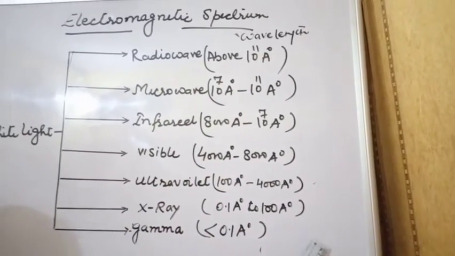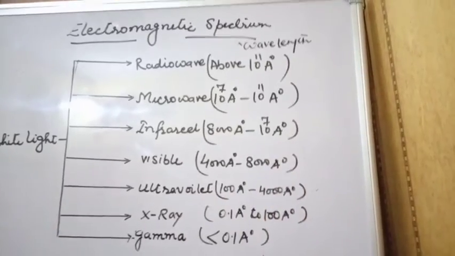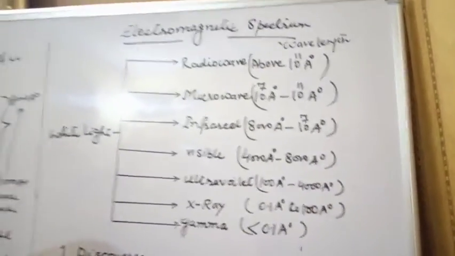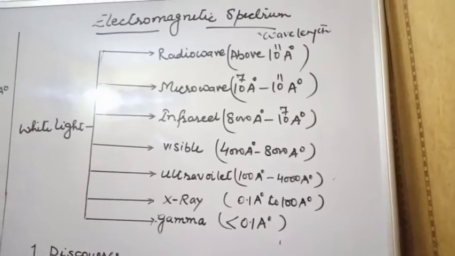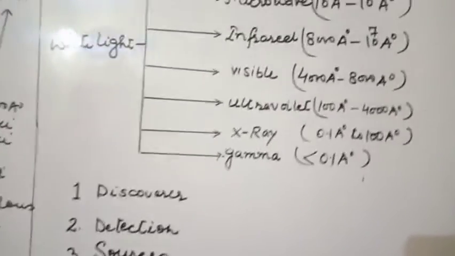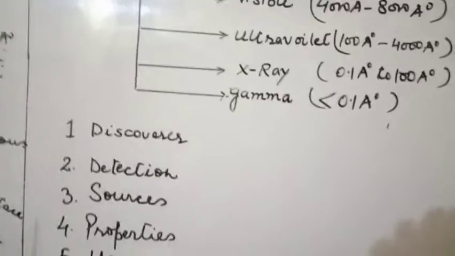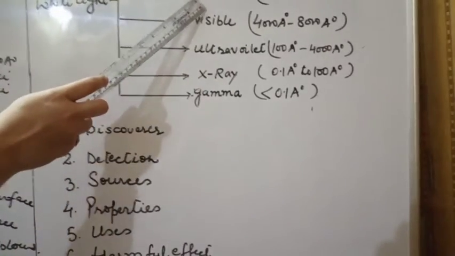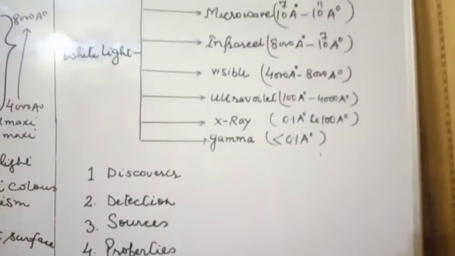So if you will see, when we move from gamma to radio wave, wavelength is going to increase. Another thing we want to study more: we will study these 6 things regarding each and every member. First is the discoverer. For gamma ray the discoverers are Becquerel and Madame Curie, for X-ray it is Röntgen, for ultraviolet Ritter, for visible light Newton, for infrared Herschel, microwave Hertz, and radio wave Marconi.